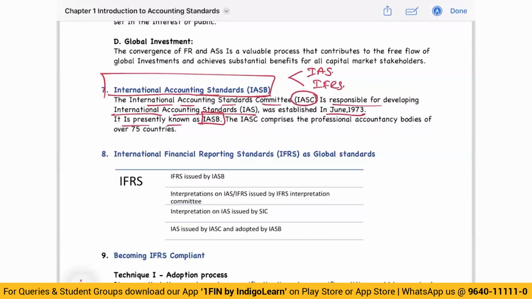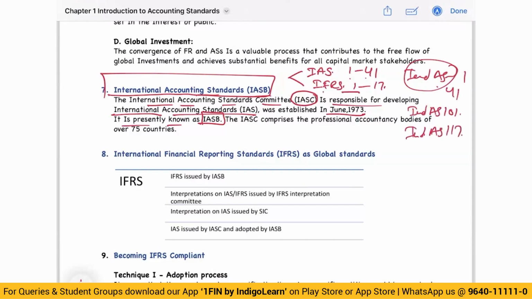So IAS we have 1 to 41, no need to remember. Okay. IFRS as of today, when we're talking, we have 1 to 17, right? When it comes to Ind AS, they have been numbered alongside IAS or IFRS. So if it is IAS 1, it is Ind AS 1. If it is IAS 41, it is Ind AS 41. If it is IFRS 1, it is Ind AS 101. If it is IFRS 17, it is Ind AS 117. So like that we follow the Ind AS.